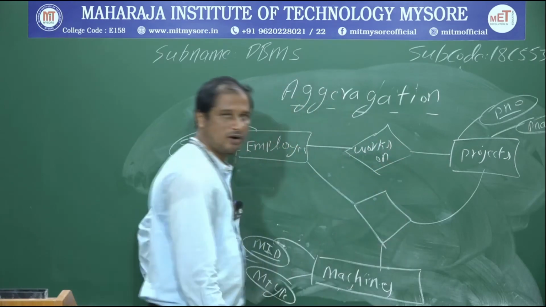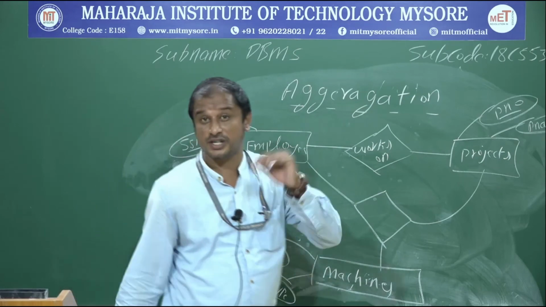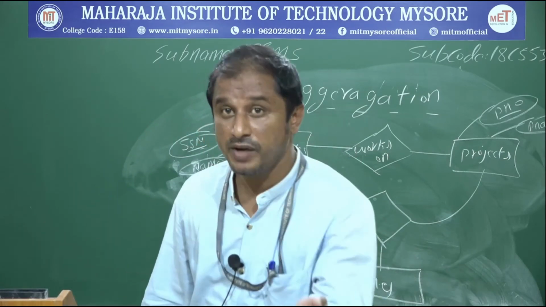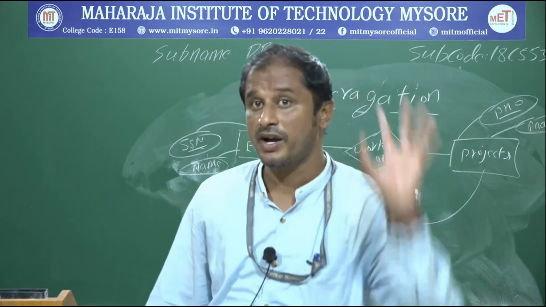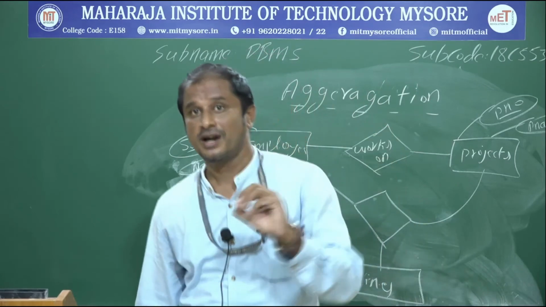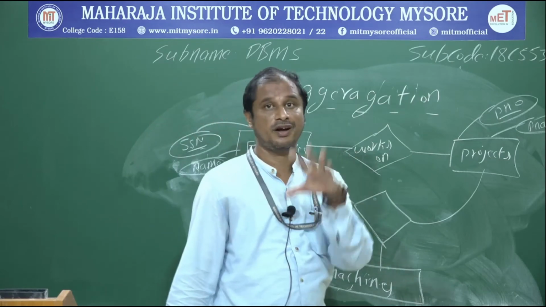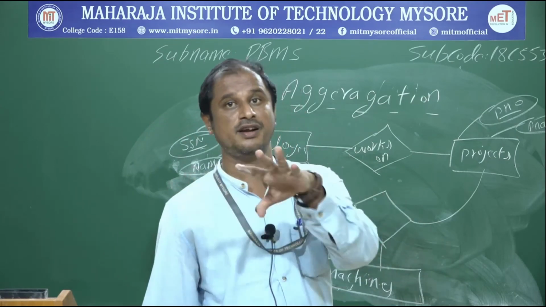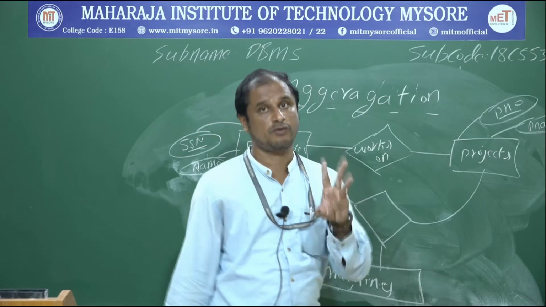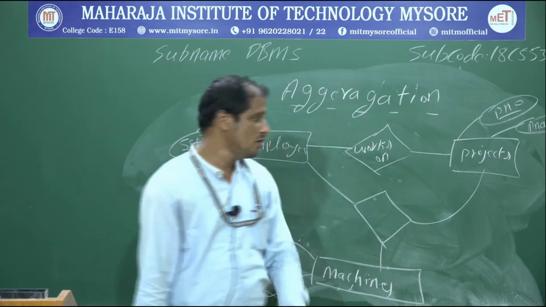In aggregation and generalization, there is no one to many, many to many, many to one. No cardinality ratio can be applied for a generalization, and none for a ternary relationship. We cannot apply it for a three entity type. We cannot apply a ratio of 1 to 1, 1 to many, many to many, and many to 1.